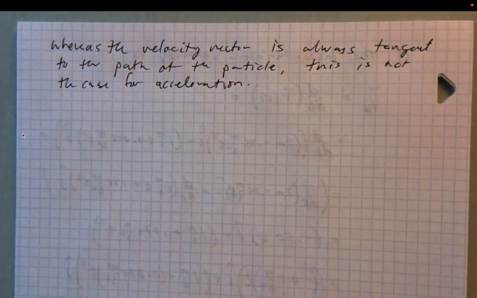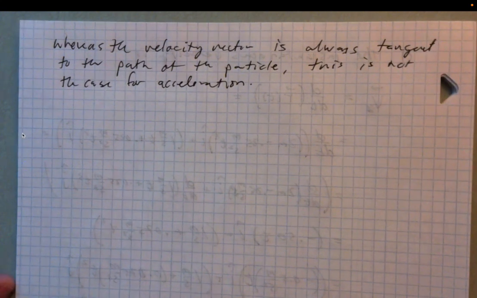Now, hopefully that's straightforward, right? Because velocity is the derivative of position, and the derivative is always tangent to the function's curve. Acceleration is the second derivative of position, so it's not going to be tangent to the curve, right? For acceleration, the acceleration vector always points towards the concave side of a curved path.